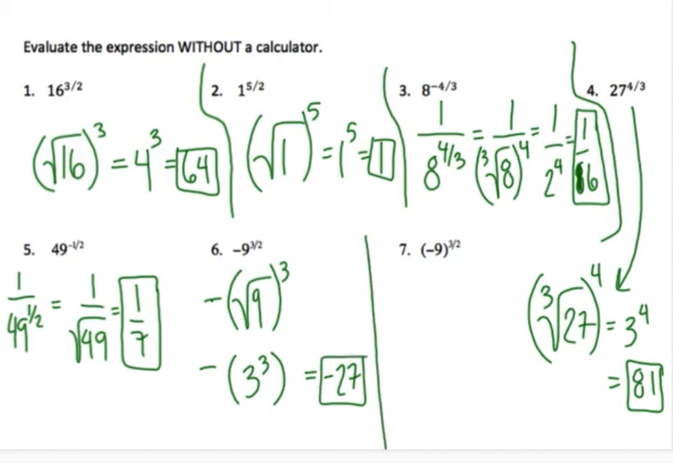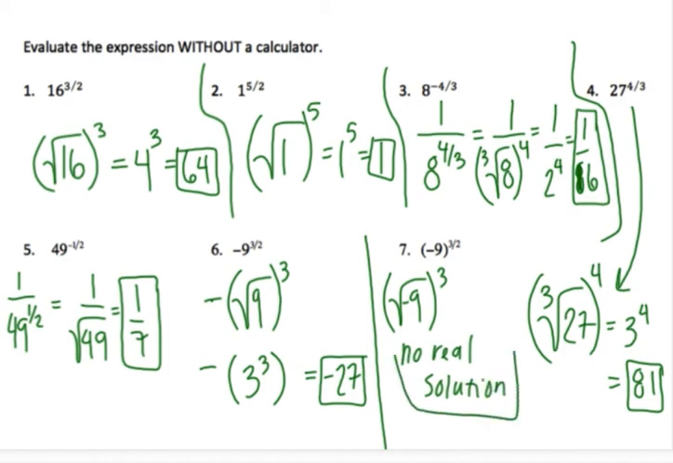Now number 7 is very similar, except there are parentheses, so this time the negative comes inside the square root. Now if you're operating in the real number system, you cannot take the square root of -9, so there's no real solution. And that's it.